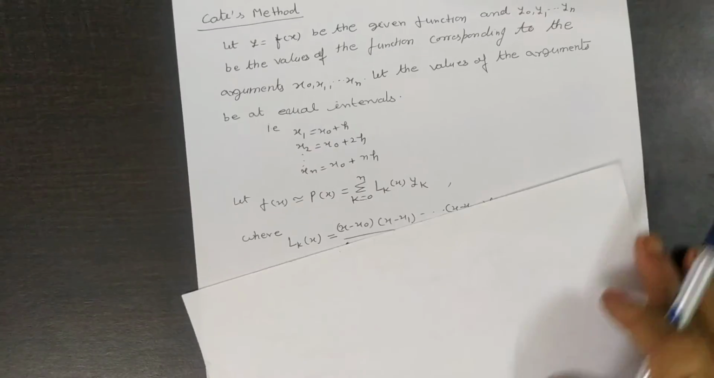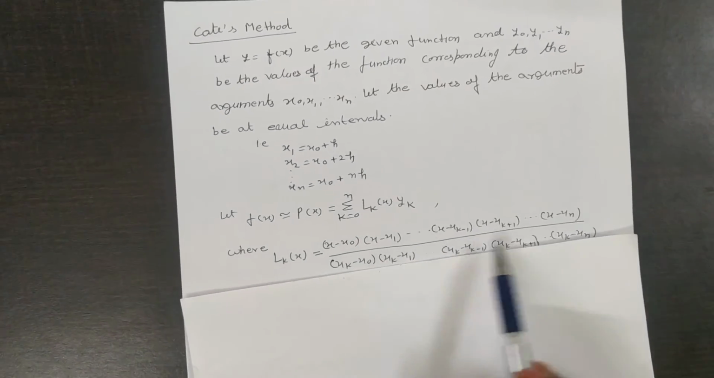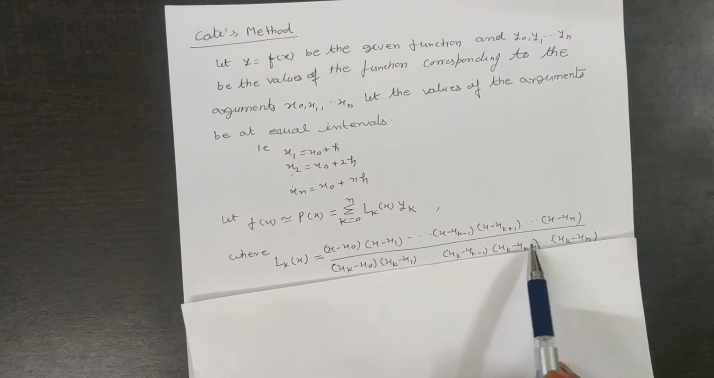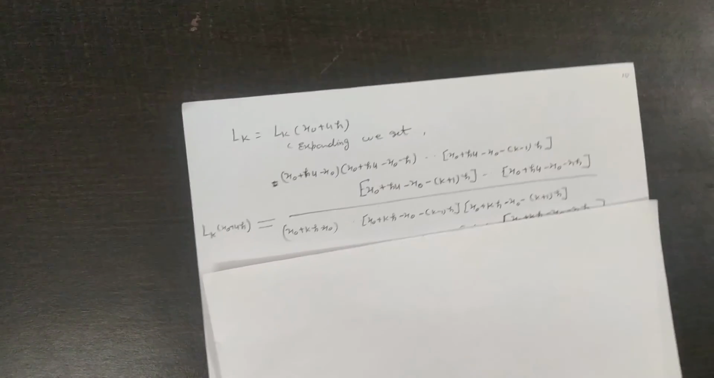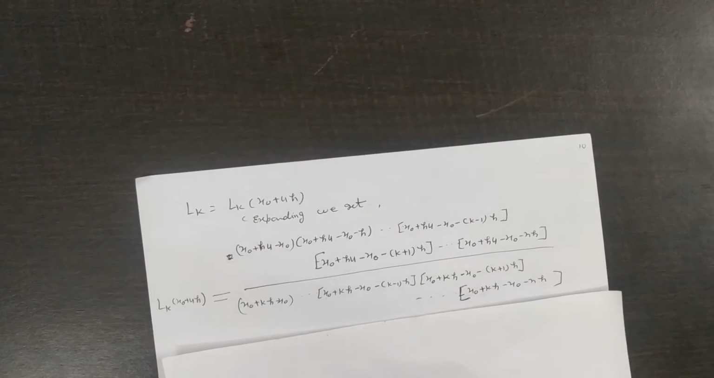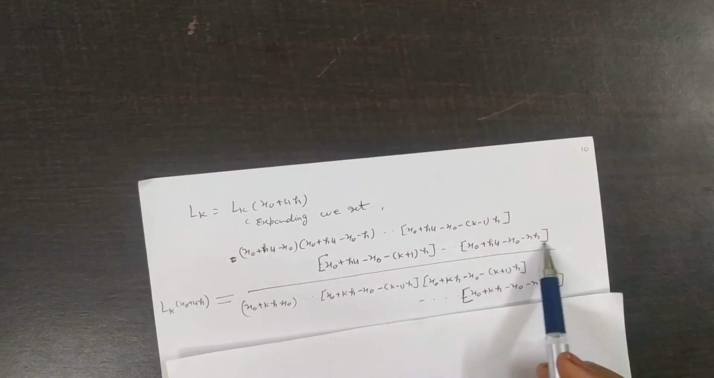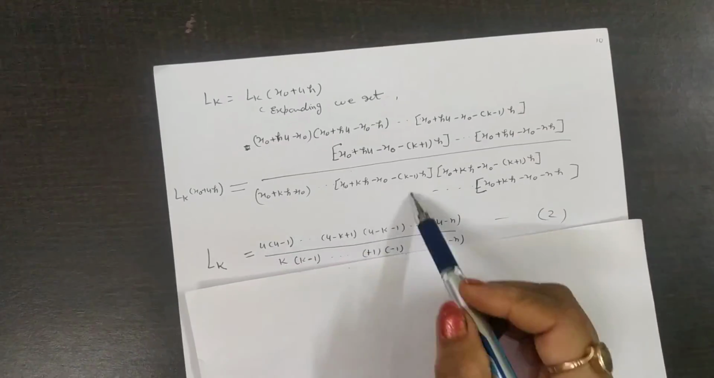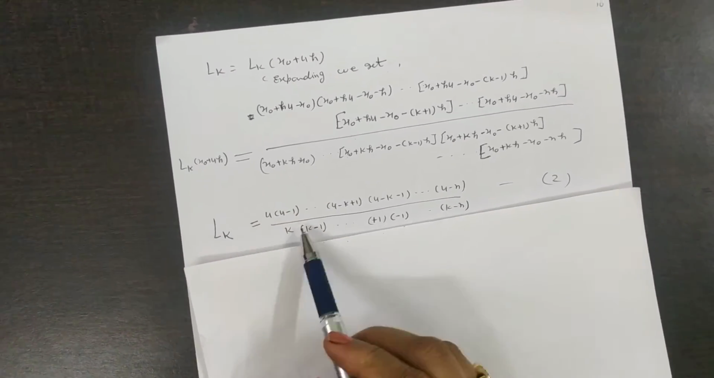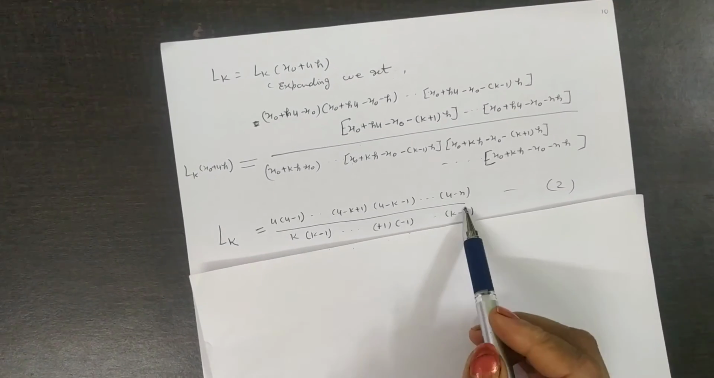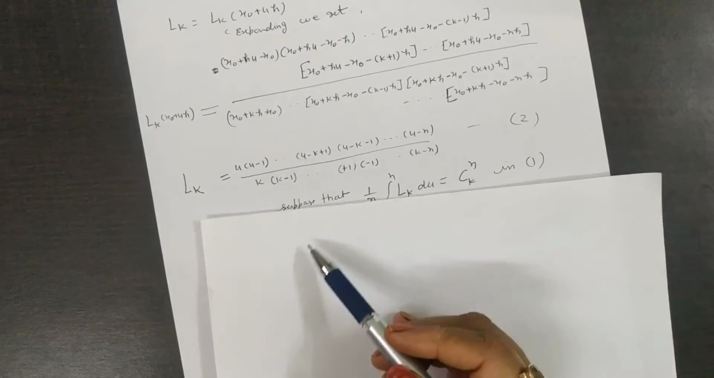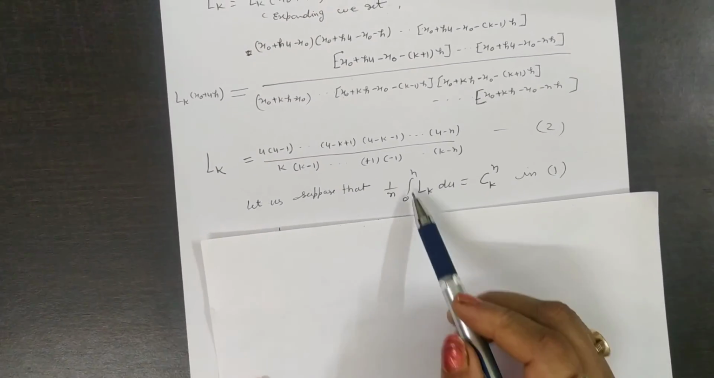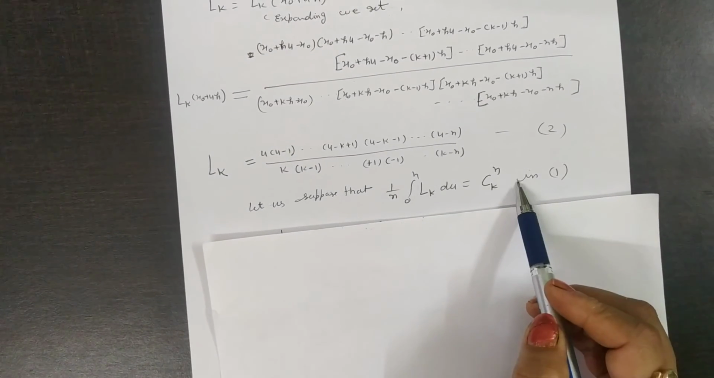Using this formula, you substitute all these values here, and similarly for the denominator. Now these values cancel out, and you get only the term u(u - 1) and so on. Okay, let us suppose that (1/n) times the integral from 0 to n of Lk du is equal to this quantity, Ckn.